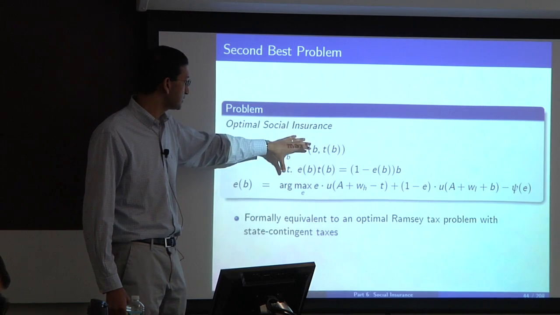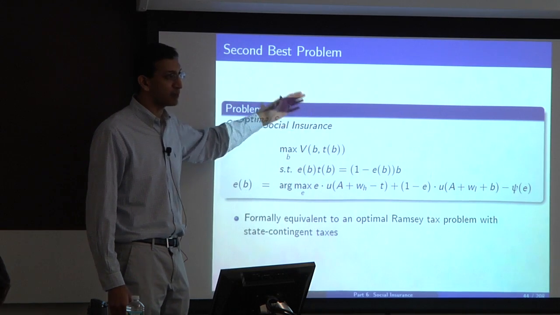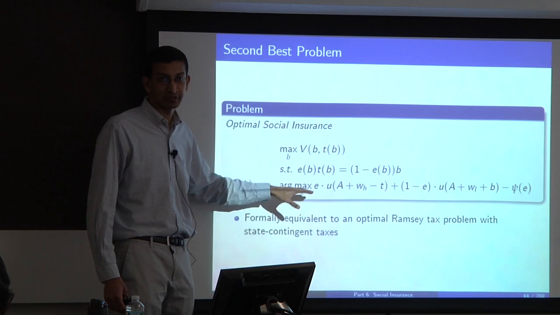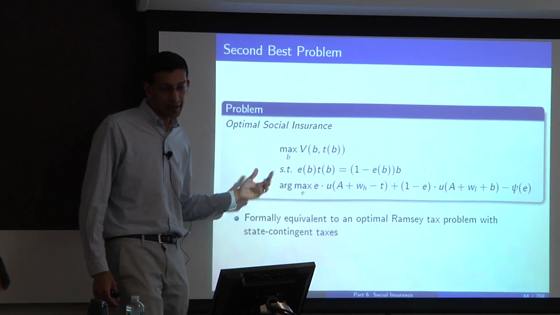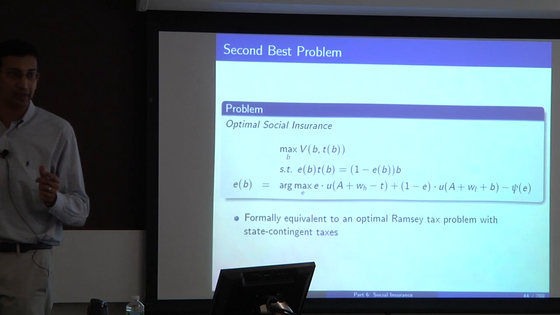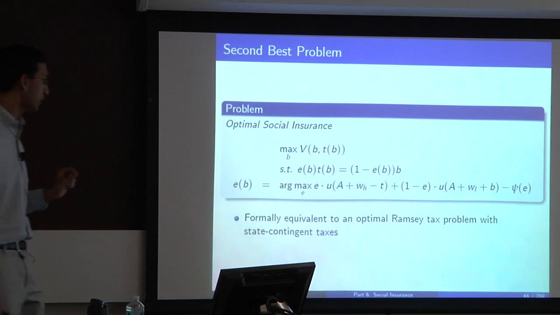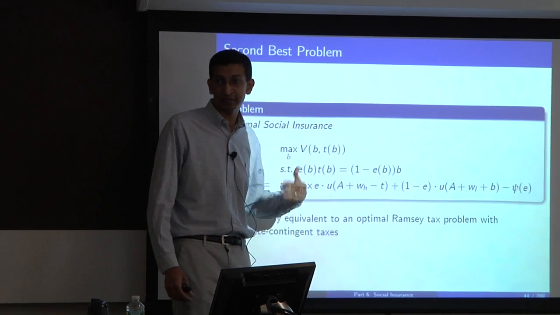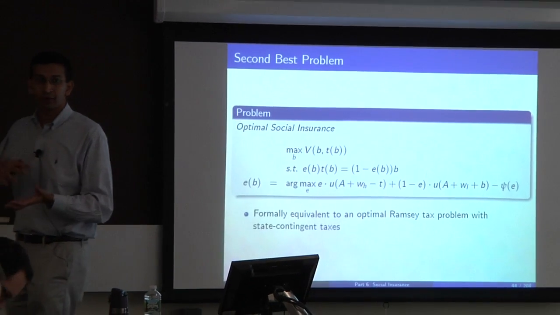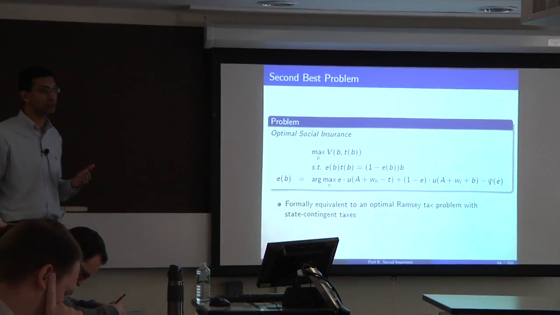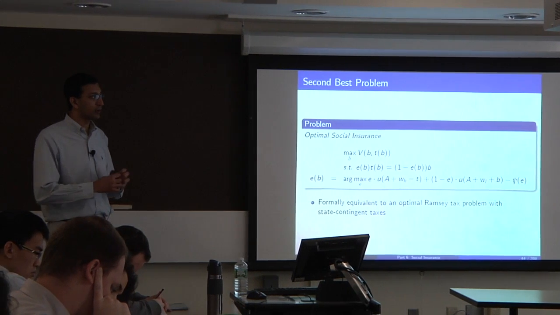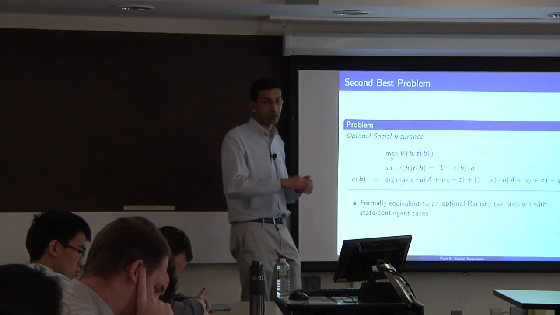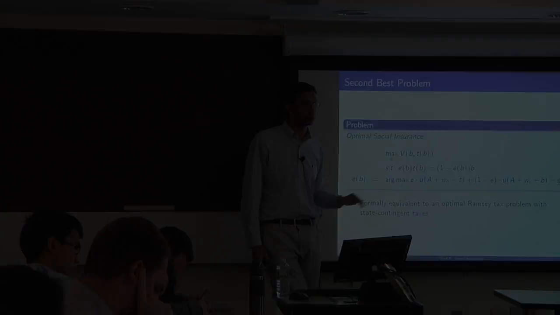We have a benevolent social planner maximizing some objective function of the agent's utilities, subject to a resource constraint and an incentive compatibility constraint. And formally, you can actually think about this problem as an optimal Ramsey tax problem with state contingent taxes. Why is it a Ramsey tax problem? Because we're restricting ourselves to linear instruments here. We're not solving in the more general Mirrleesian framework for the optimal nonlinear schedule.